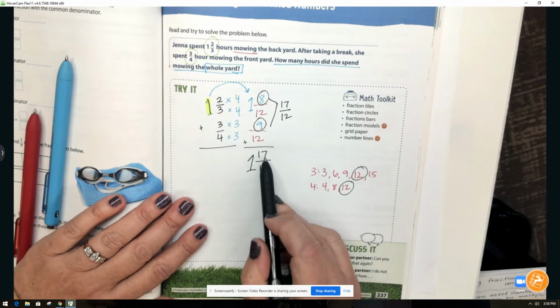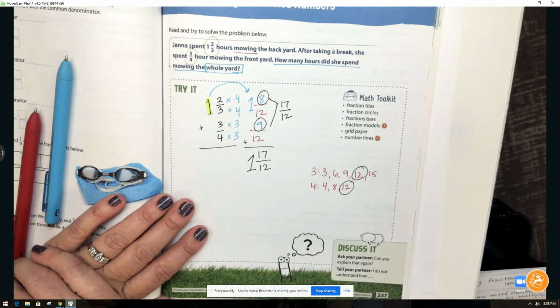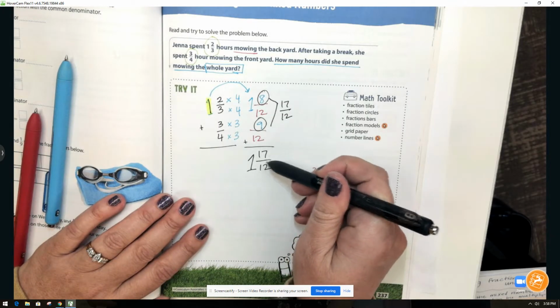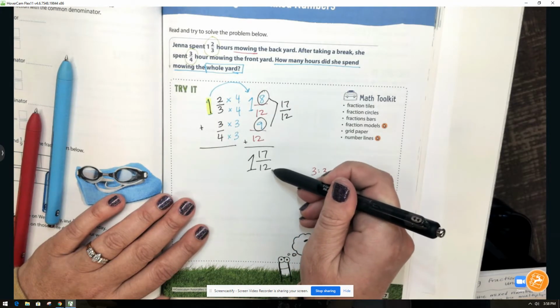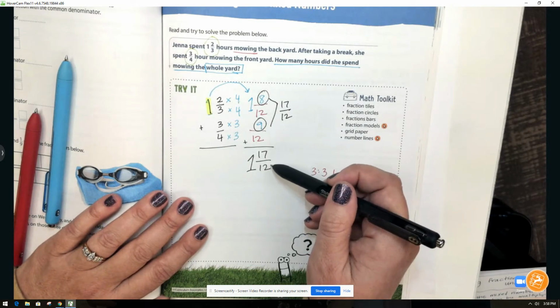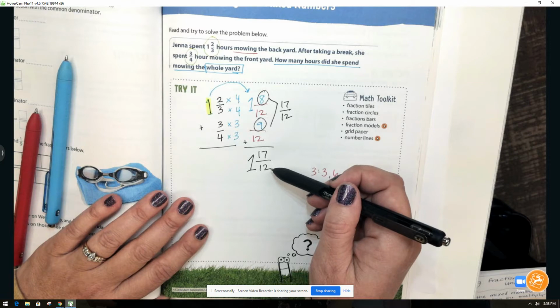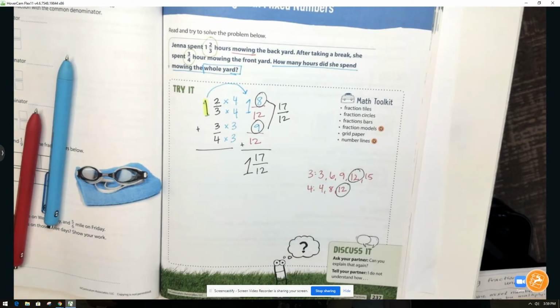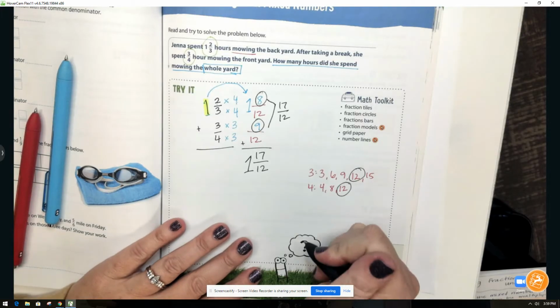That's right. 17 twelfths is an improper fraction. An improper fraction is when your numerator is bigger than your denominator. If you have an improper fraction, it's almost like in powers of 10 when you have to regroup because you can't have 10. It's kind of the same idea.